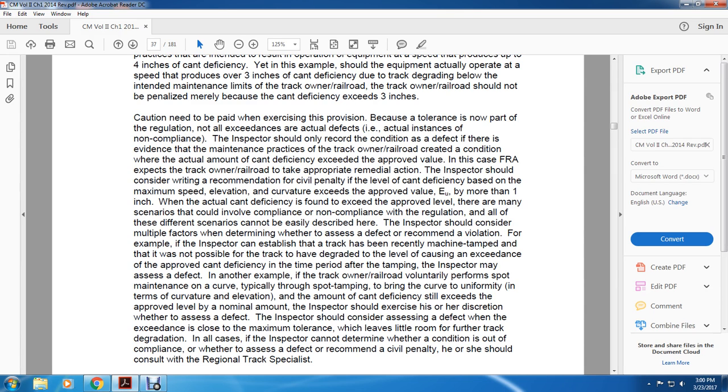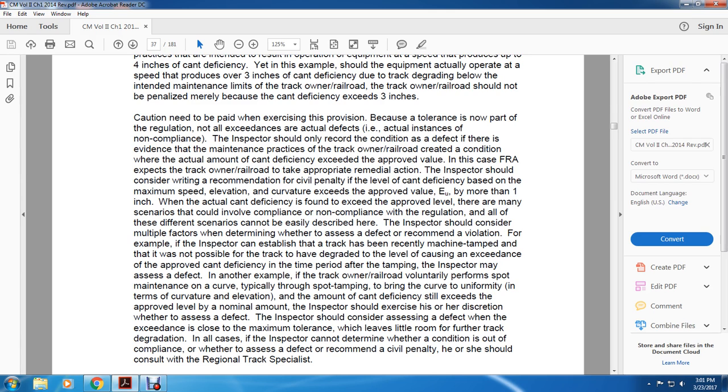The inspector should consider the writing of the recommended civil penalty level of the cant deficiency based on the maximum speed, elevation, and curvature exceeding the approved value of the EU by more than 1 inch. The actual cant deficiency exceeds the approved level. There are many scenarios that could involve compliance and non-compliance with the regulation. All of the different scenarios cannot be earlier described. The inspector should consider multiple factors to determine whether the assessment affects the recommendation.